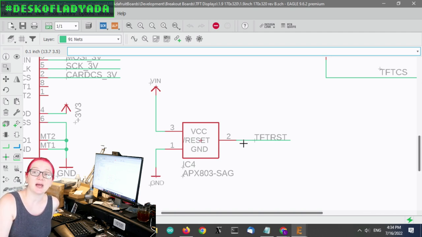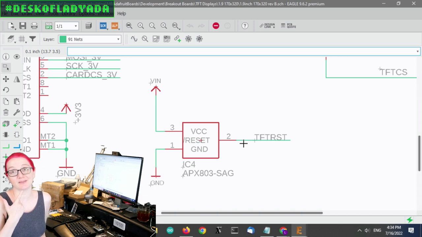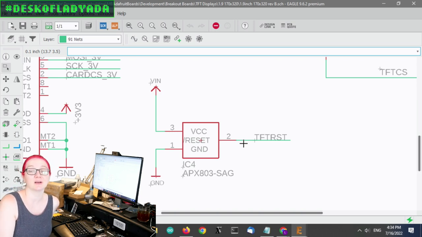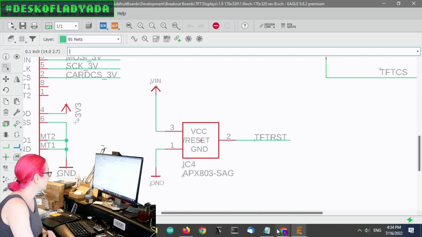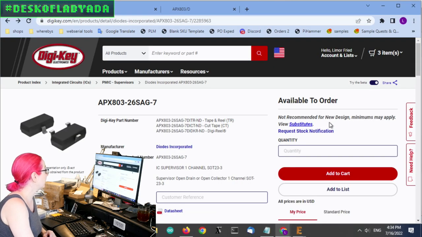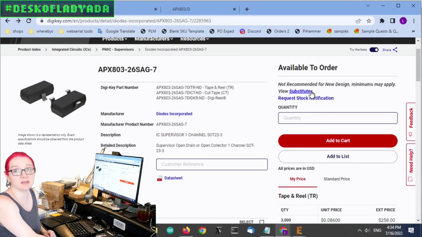But sometimes you don't have a lot of GPIO pins. On an Arduino, you might only have like a dozen pins. You really want to save them, especially if you're only going to use that pin once at the very beginning of power on. So that's where a circuit like this comes in. This little chip will just hold that reset line low for you, keep it nice and clean, and then release when the power has stabilized. But as I mentioned, this part is not recommended for new designs anymore.